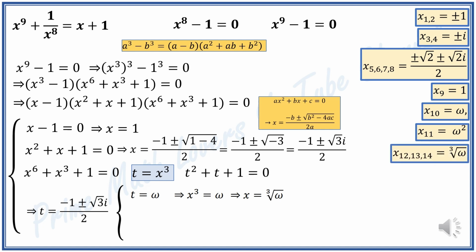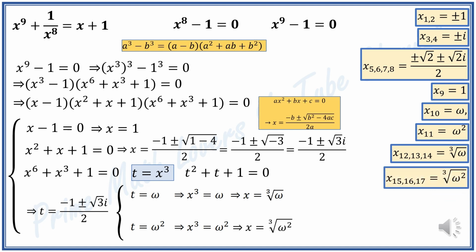So x12, 13, and 14 are cube roots of omega. And also t is equal to omega squared. It means x cubed is equal to omega squared. And this means that x is equal to the cube root of omega squared. And x15, 16, and 17 are the cube roots of omega squared.